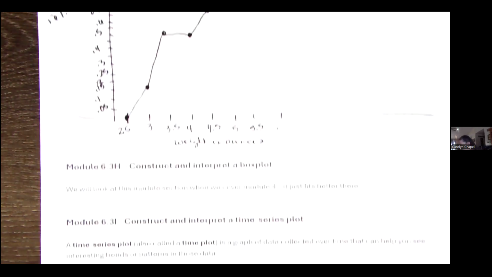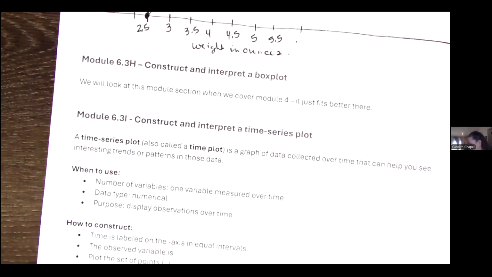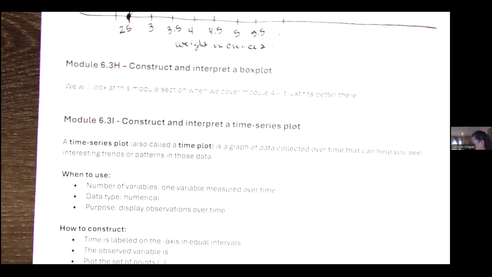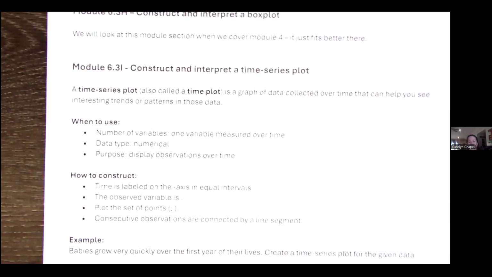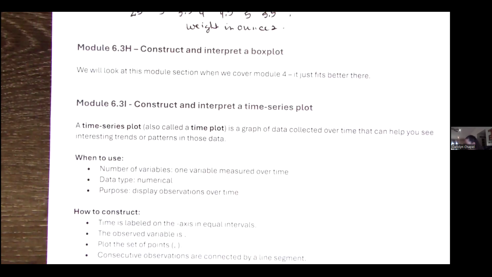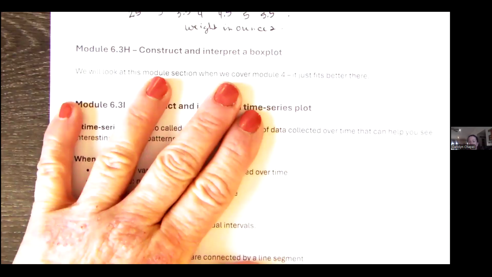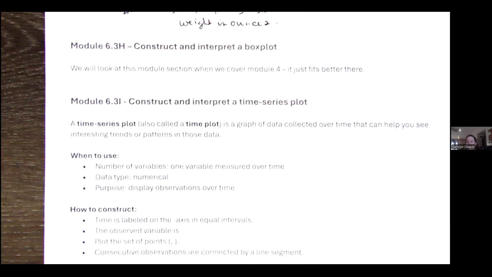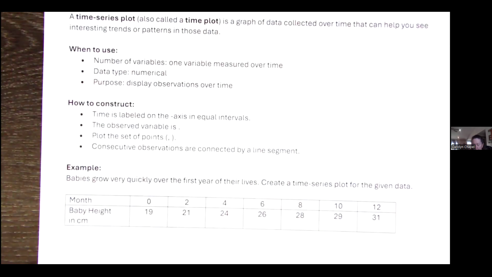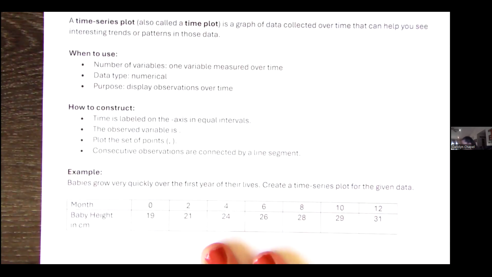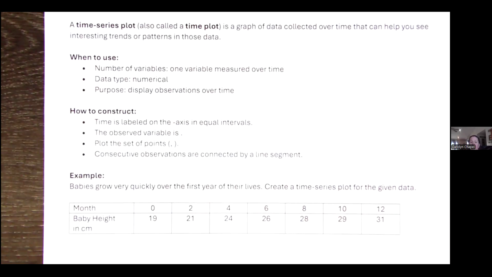I do have a few more, and I'm not actually going to draw the last one because it is relatively easy to do in spreadsheets and things like that. So the first one here, we are going to skip right over the box plot. We will come back to that when it's more appropriate. The last graph that I'm going to talk about is your time series graph. A time series graph, or a time plot, is data that's collected over time.